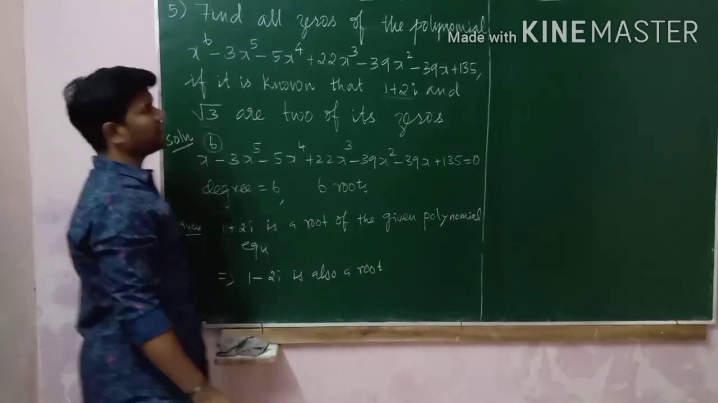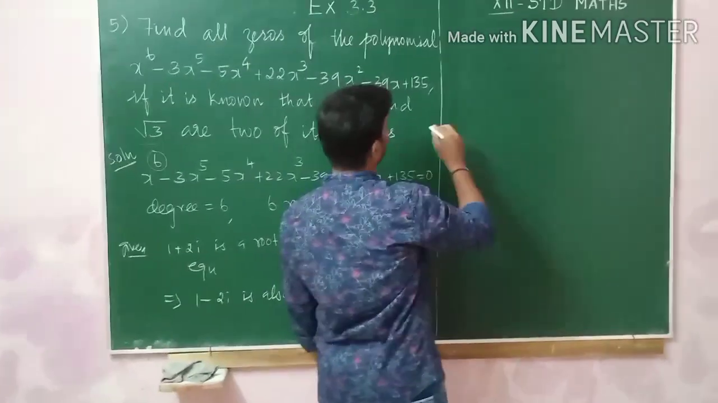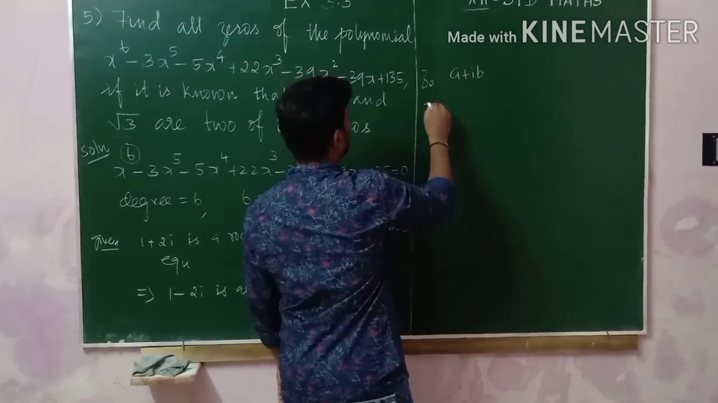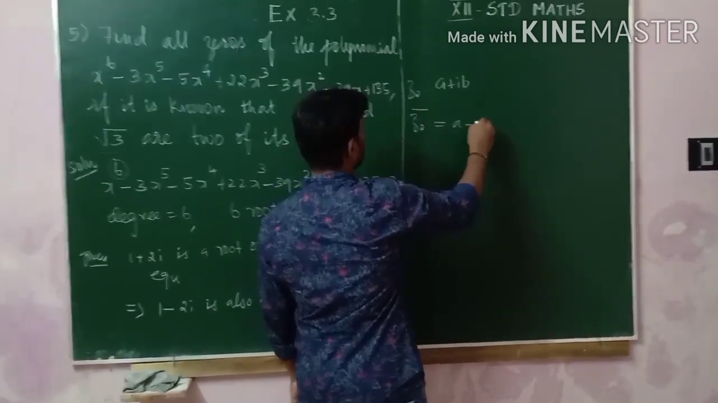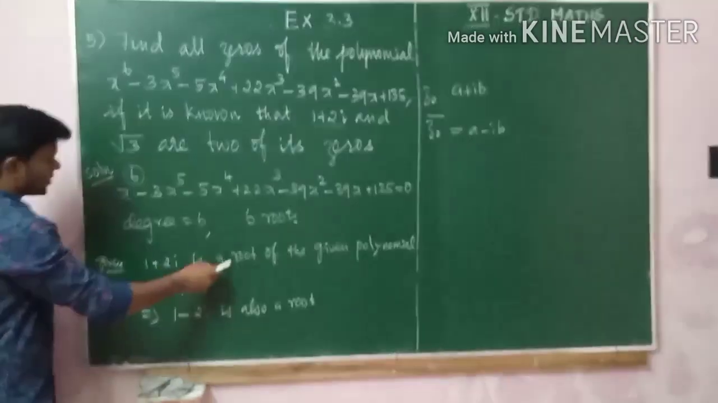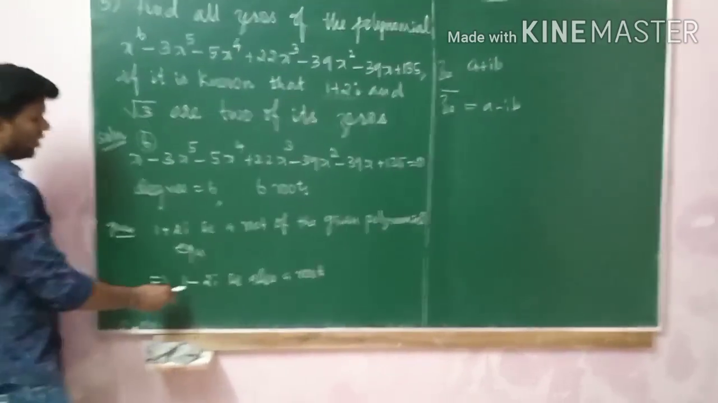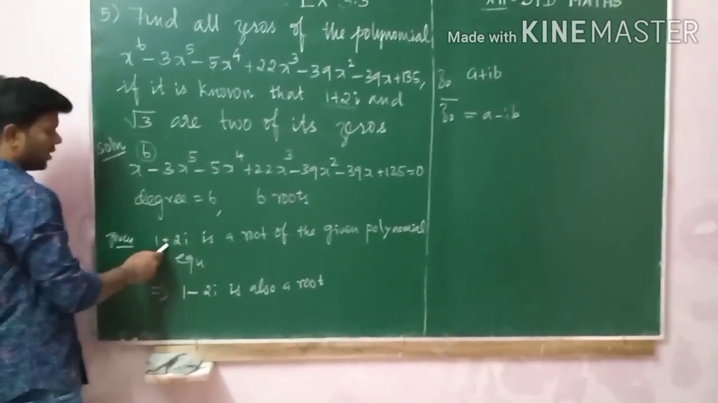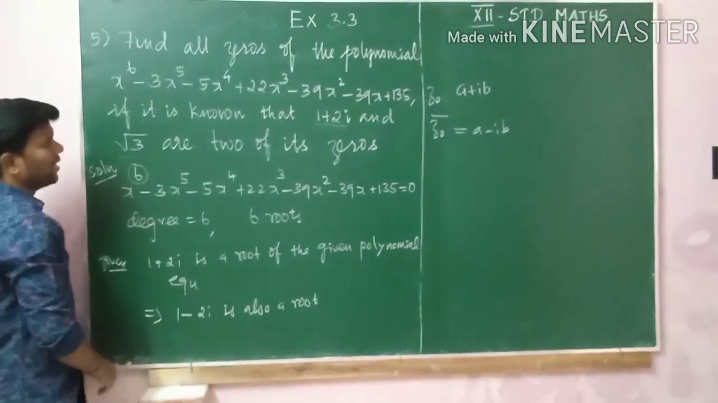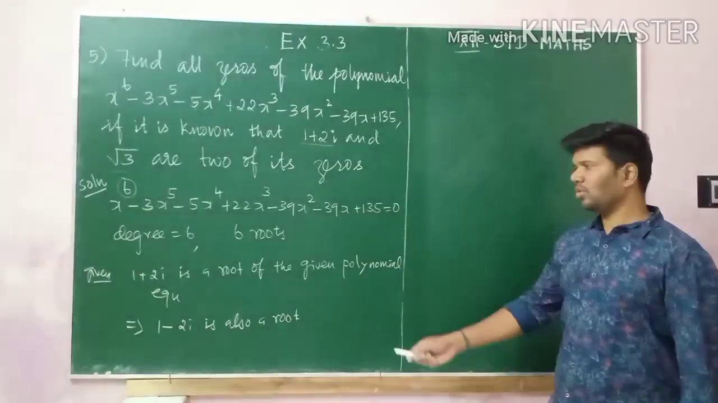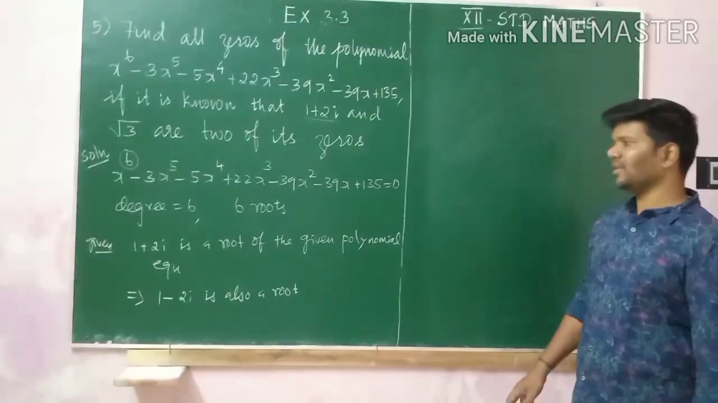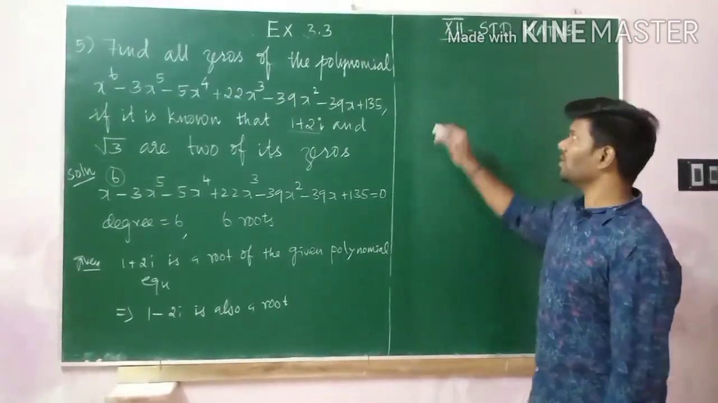Yes or no? We have seen the note in the last class: if a plus ib is a root, that is z0, then z0 bar, a minus ib, is also a root. Likewise here, 1 plus 2i is a root of the given polynomial equation, which means its conjugate 1 minus 2i is also a root. So now we got 2 roots, 1 plus 2i and 1 minus 2i. From this we can form a quadratic equation.